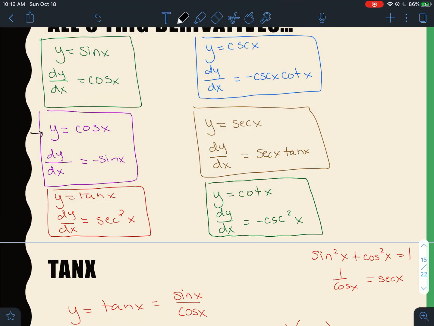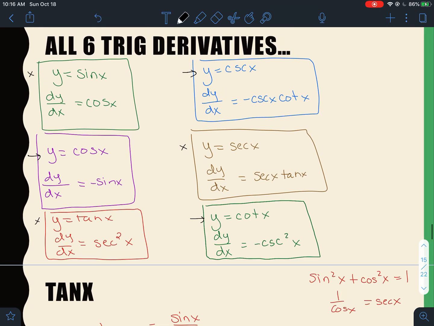Well, one of the things that you might notice is that if the original function begins with a c, cosine, cosecant, cotangent, what do you notice about all of their derivatives? Negative sine, negative cosecant cotangent, negative cosecant squared. If the original function begins with the c, its derivative is negative. If the original function doesn't begin with the c, so sine x, tangent x, secant x, all of their derivatives are positive. So that's one of the things that might help you remember the differences between all of the derivatives.